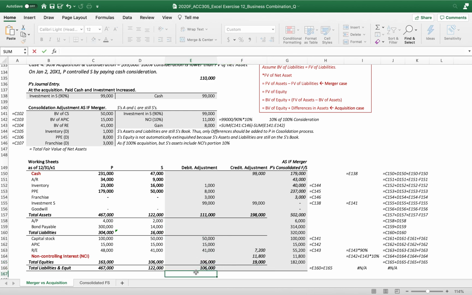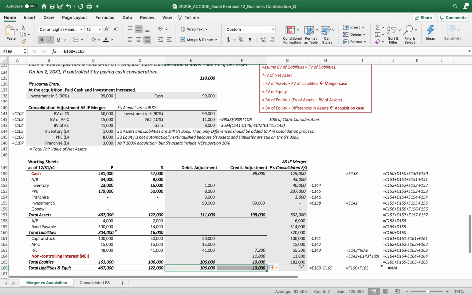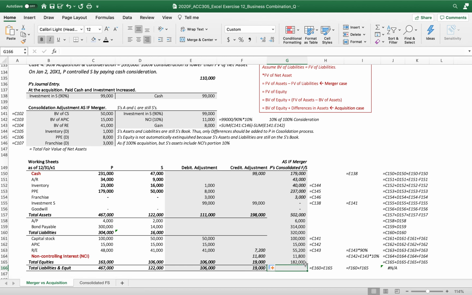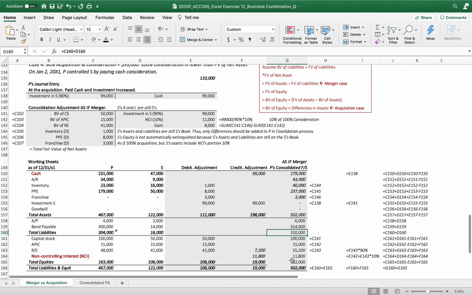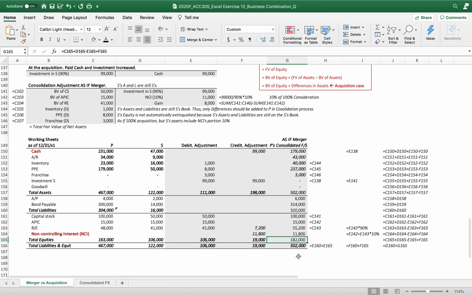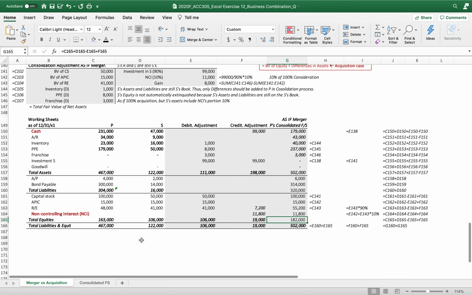And we want to make sure that the sum of the liability and equity should be 502. Let me fix this consolidated financial statement. Okay, so that's all. See you in the next video clip. Bye bye.